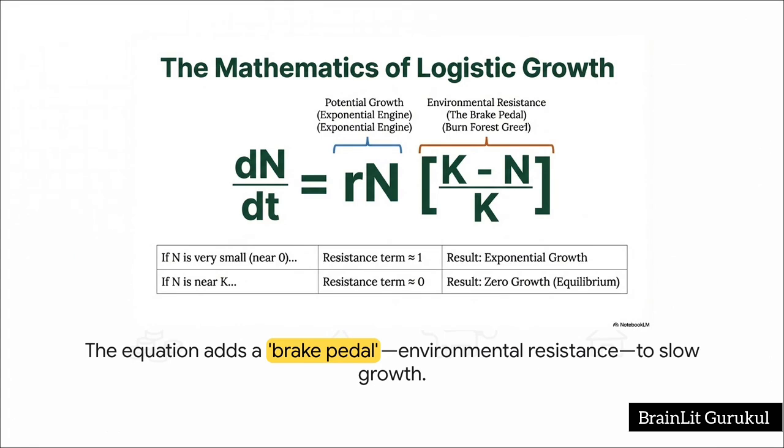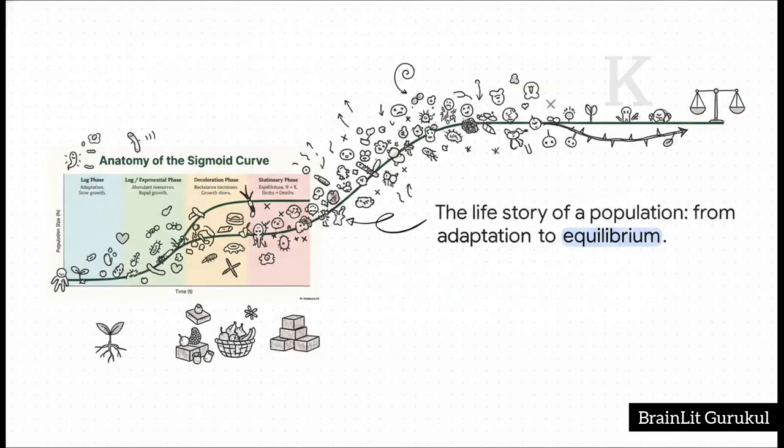Look at the equation. We've still got our exponential engine, that Rn part. But now it's being multiplied by what I love to call the brake pedal, the environmental resistance term. Think about it. When the population n is tiny, that brake term is basically 1, so the foot's off the brake. But as n gets closer and closer to K, that brake gets slammed harder and harder, slowing everything down until it just stops. And this gives us a perfect picture of the whole life story of a population.